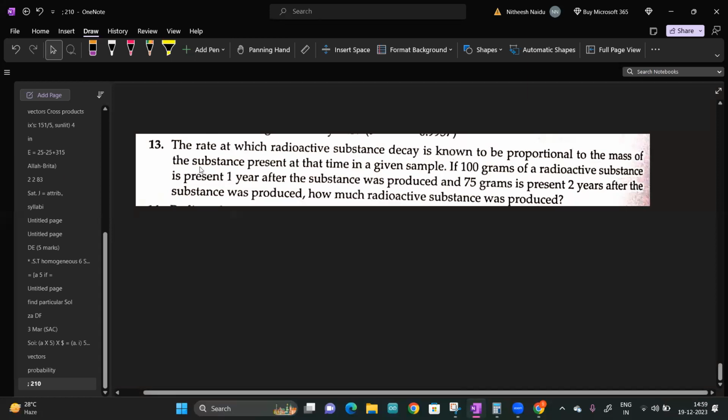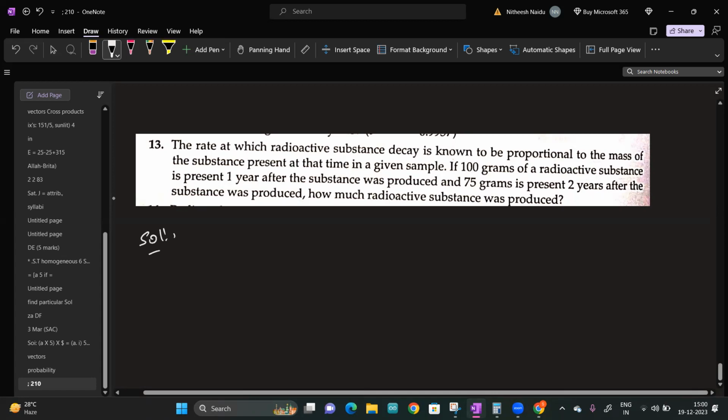Read this question. The rate at which a radioactive substance decays is known to be proportional to the mass of the substance present at that time in the given sample. If 100 grams of radioactive substance is present 1 year after the substance was produced, and 75 grams is present 2 years after it was produced, how much radioactive substance was produced? Okay, write down the solution.